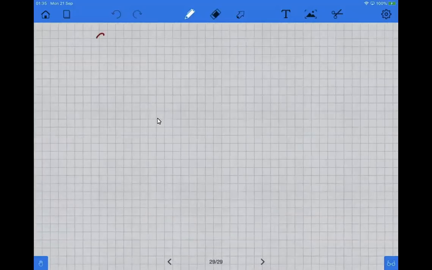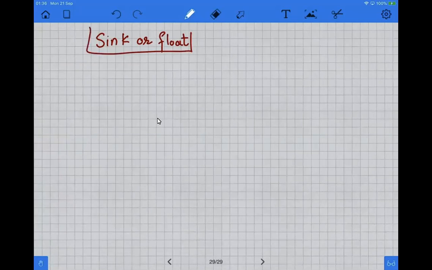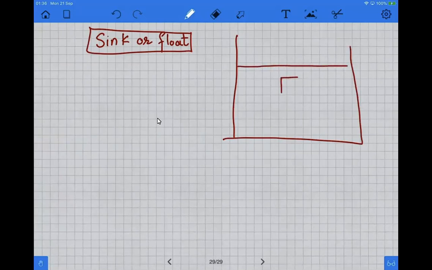Now another important topic here is whether an object will sink or float. To understand this, you have to compare two forces. When an object is dipped in water, there are two forces on the object. One of them is the weight of the object, and the other force is the upthrust.